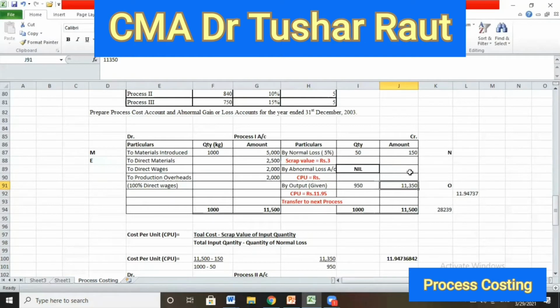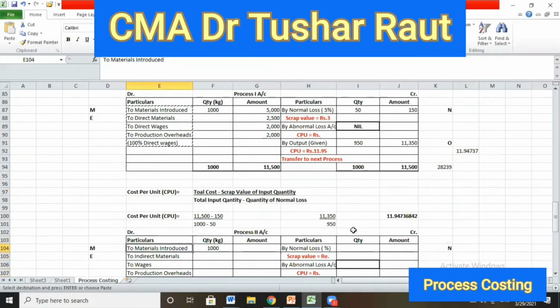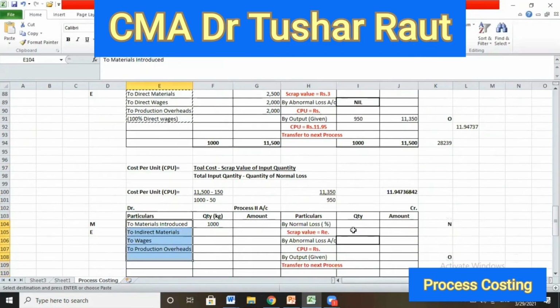And here it was not required. I directly made it from this calculation only because there was no abnormal loss or abnormal gain. So actually the balancing amount is your output carried amount. So this was the process 1 account. Now we will copy these things same as it is for the process 2 account. This needs to be understood, that every time we will follow this protocol only.